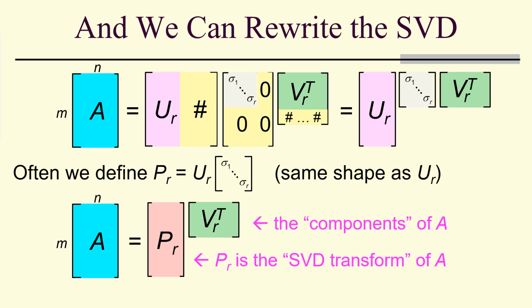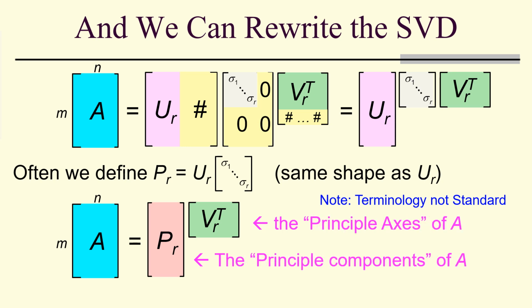Now, we often call V sub R transpose the components of A, and P sub R is the SVD transform, or sometimes called loadings, especially by the statisticians, of A. The terminology is not standard. For example, sometimes we'll say that V sub R transpose is the principal axes of A, and P sub R is the principal components of A. And this is our usage.